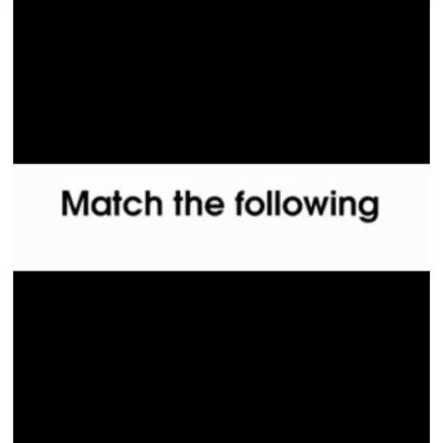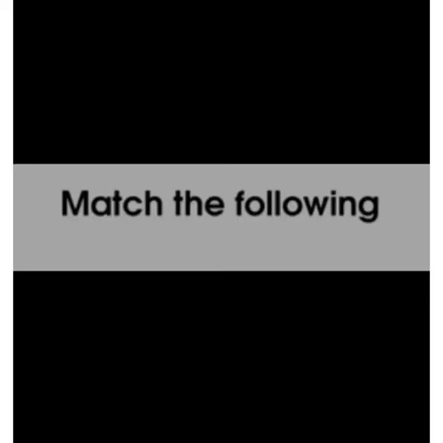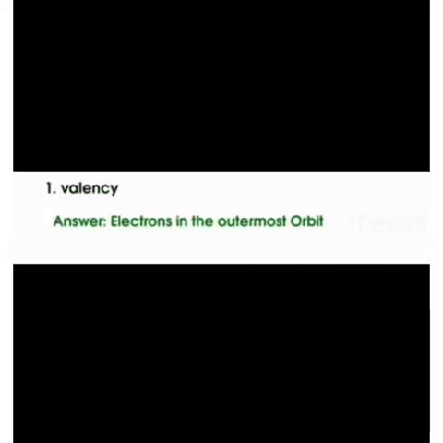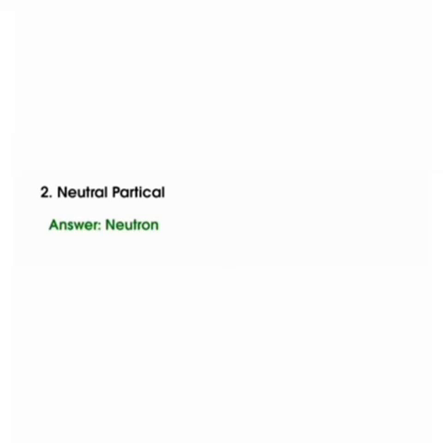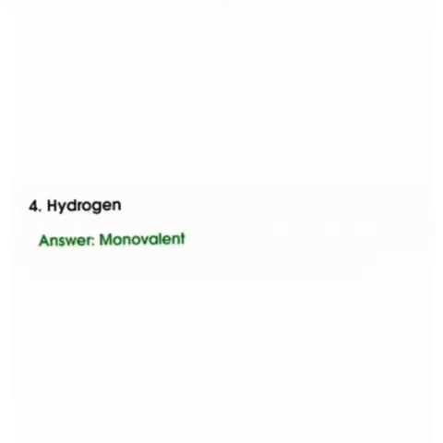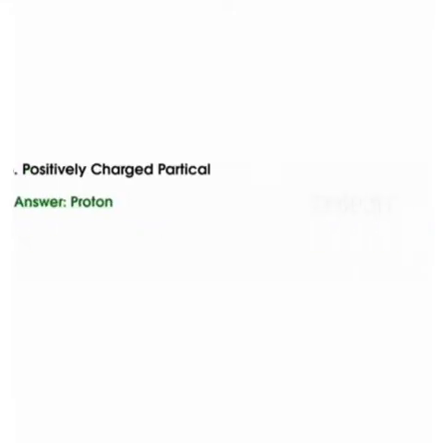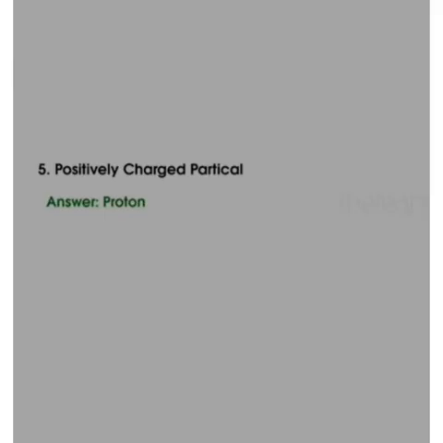Next, we will see match the following. The first one, valency. The answer is electrons in the outermost orbit. The second one, neutral particle. The answer is neutron. The third one, ion. The answer is Fe. Fourth one, hydrogen. The answer is monovalent. The fifth one, positively charged particles. The answer is proton.